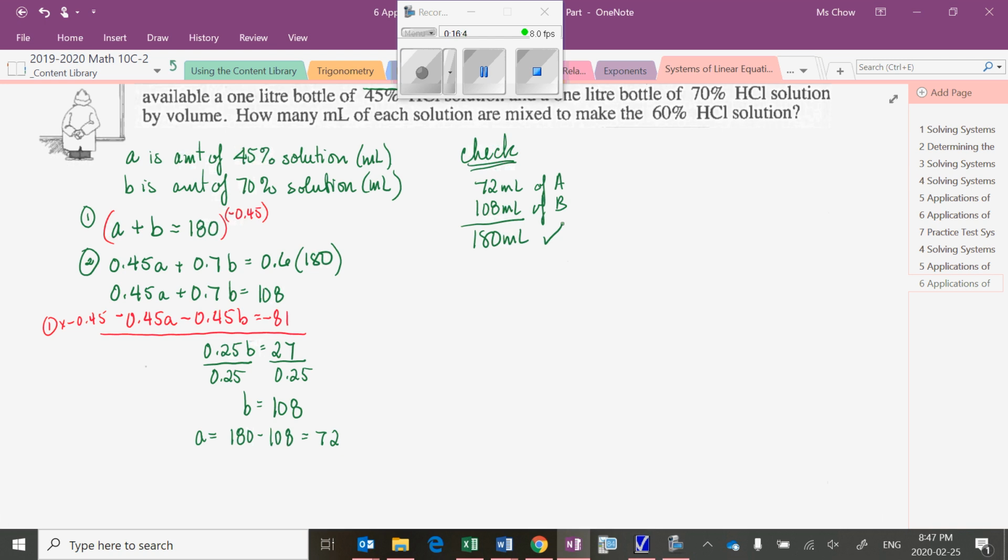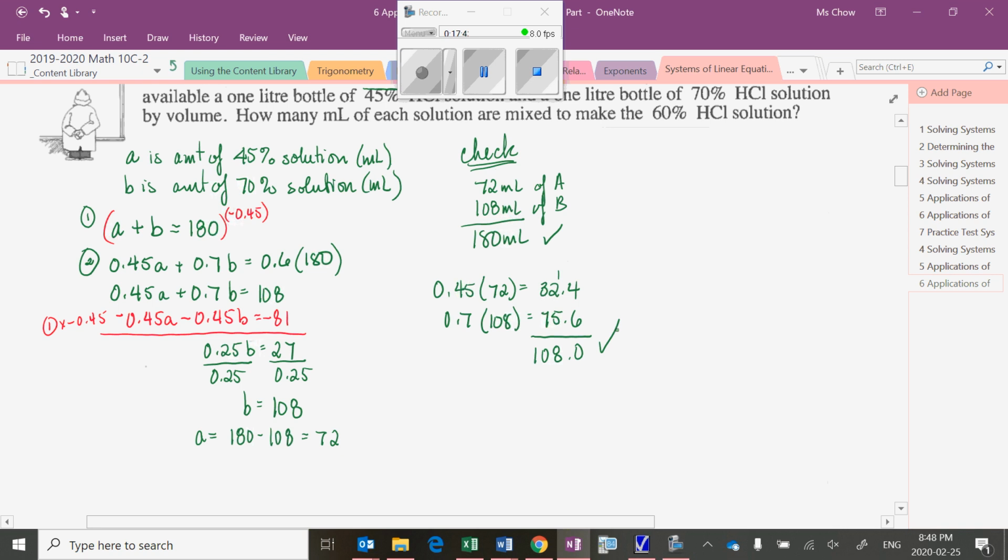So our check then is, we have 72 milliliters of A and 108 milliliters of B, and the total is 180 milliliters. That's a check, so that's the very first one. Second thing, do I have my 60% solution? If I take 45% of A, which is 0.45 of 72, that gives me 32.4. And then we take 70% of 108, and that gives us 75.6. If we add those together, we end up with 108 milliliters, which is 0.6 times 180. So that works out as well.